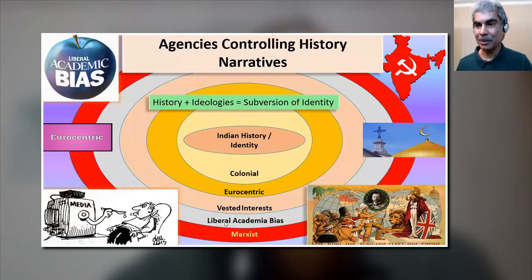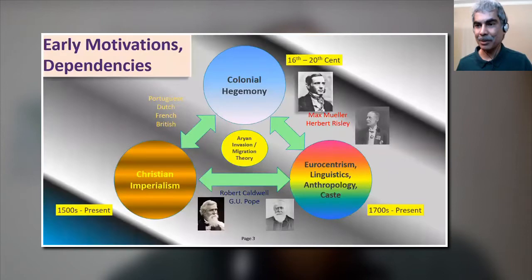And today you have the liberal academia bias, which comes in with its own external sociological lenses to study anything in Indian history, culture, heritage, seen through the prism of class dynamics and these kinds of things. And today you have the Marxists. Marxists are controlling the education sector, and they come with their own unique biases and prejudices, and they are also interested in controlling history. So what we see is these 5 agencies have controlled Indian history and the identity of Indians. History plus ideology has led to a subversion of identity. So this is the message at the top level.